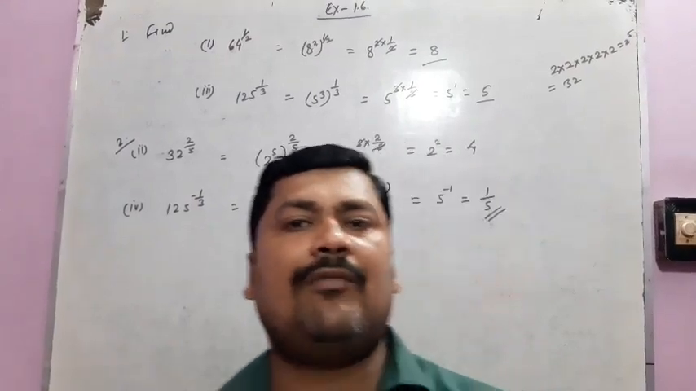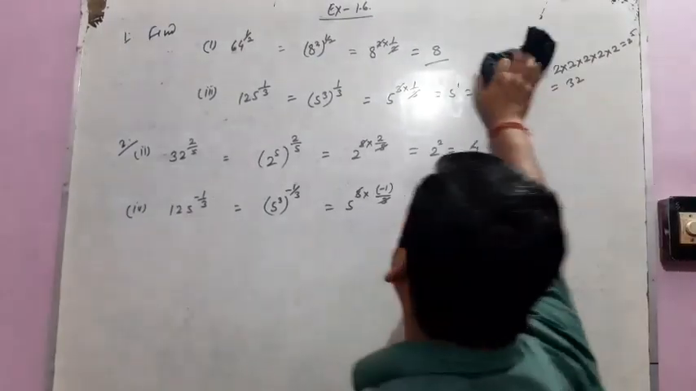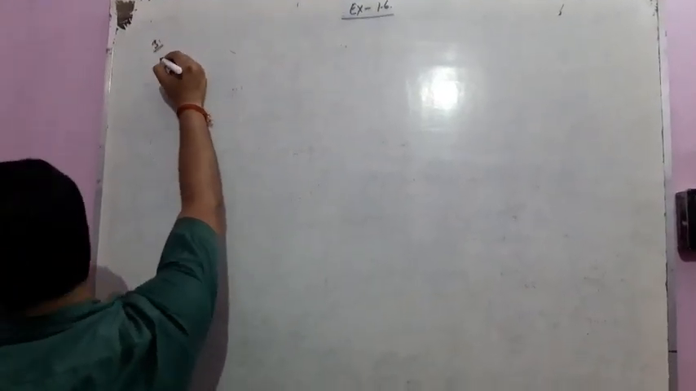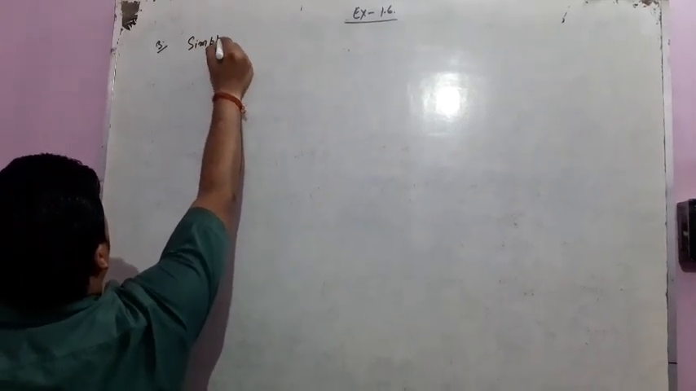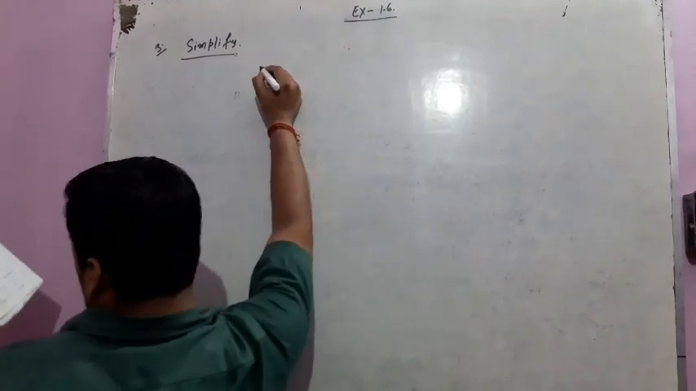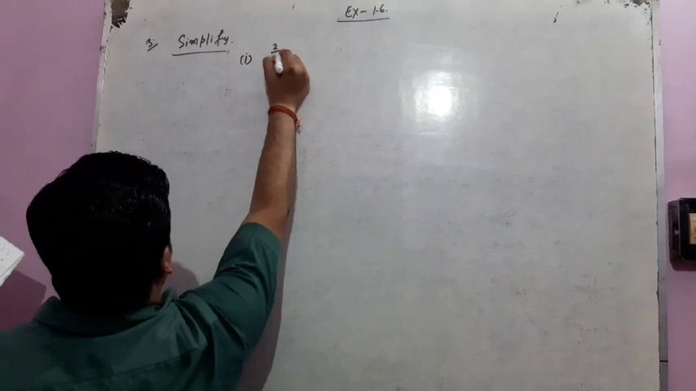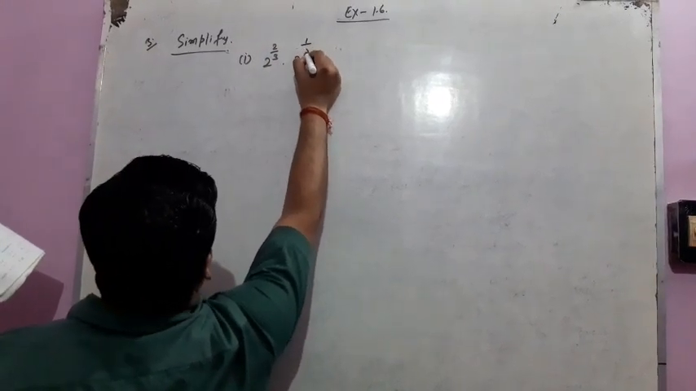Now in question number 3, we have to simplify. So how will we simplify? Look here. In question number 3, simplify. The very first question is here: 2 to the power 2 by 3 multiplied with 2 to the power 1 by 5.